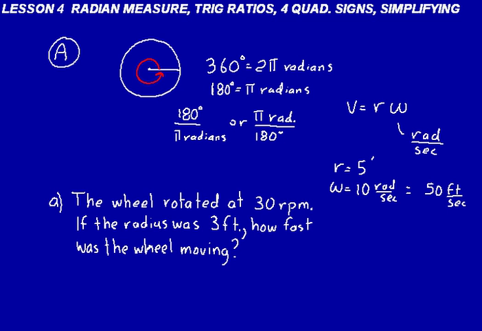Let's go ahead and do a practice problem. This one says the wheel rotated at 30 RPM, or revolutions per minute. If the radius was 3 feet, how fast was the wheel moving? So think about what's happening here. We have this wheel with a radius of 3 feet. It's rotating at 30 revolutions per minute. So the speed at the outside edge is equal to r omega.